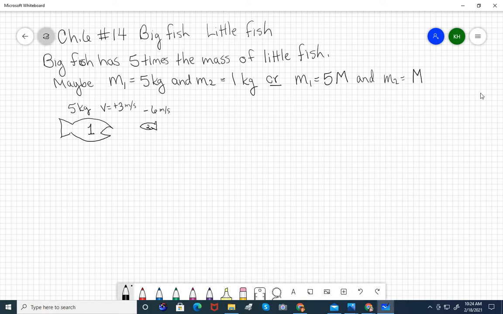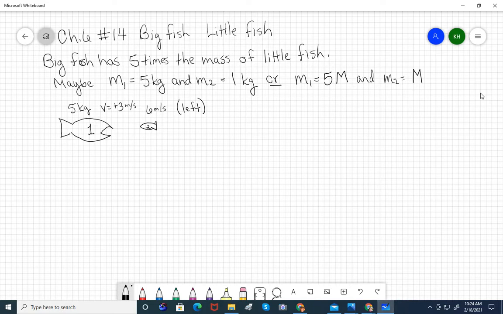Now, in my first example, it shows that the big fish has a velocity of 3 meters per second and it's swimming to the right. It shows me the little fish has a speed, and it didn't put that negative there. I put the negative there. Let's just take that negative off. It tells me that the little fish has a speed of 6 meters per second, but it's going to the left. That looks messy. And that's important because we need to use conservation of momentum, and momentum is a vector quantity.